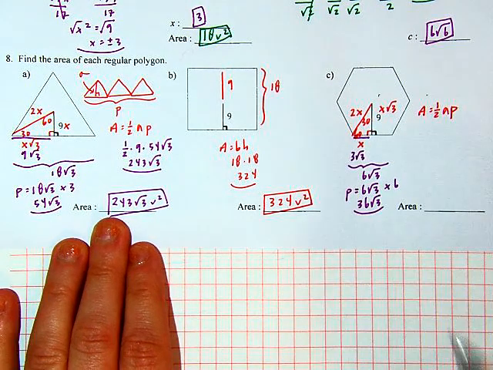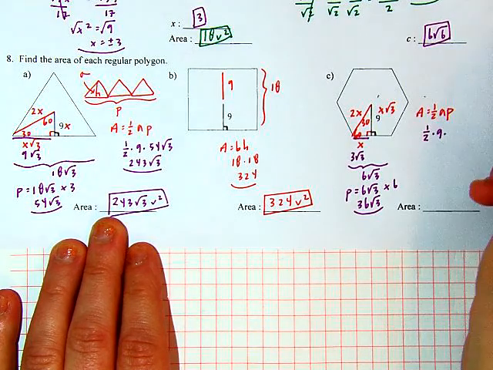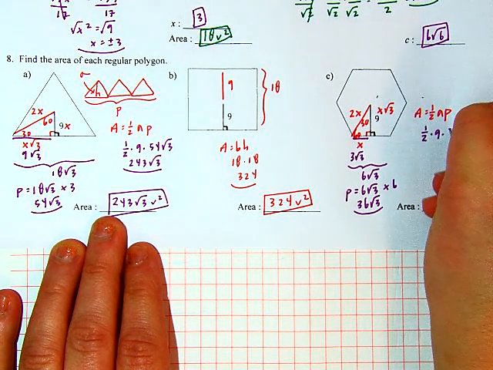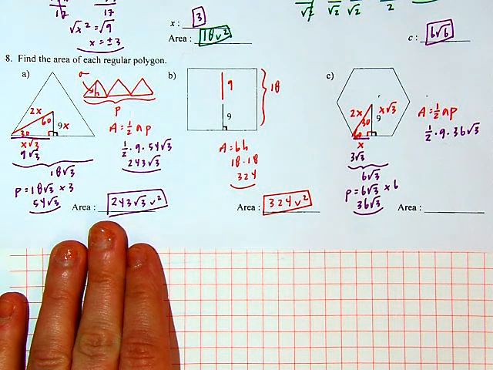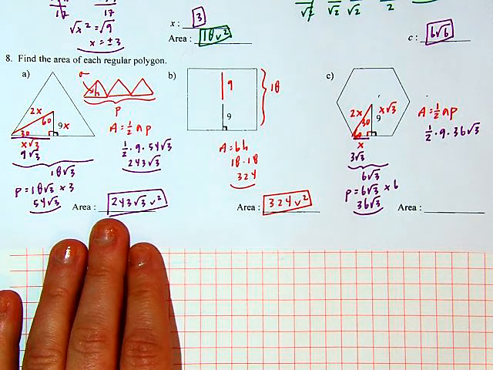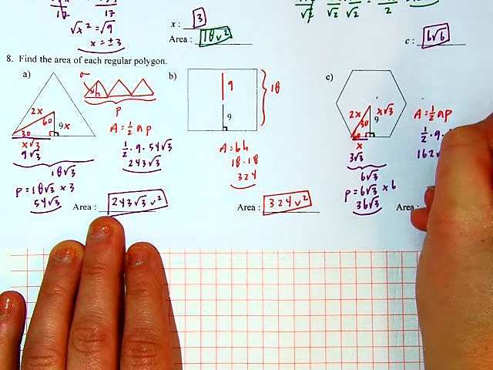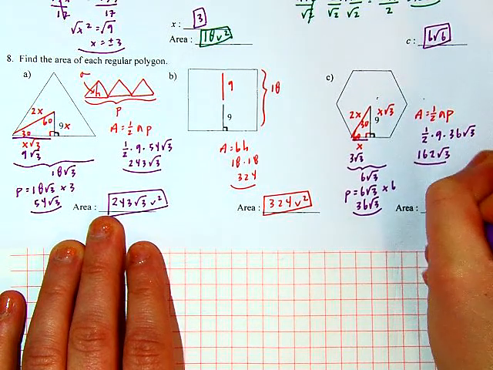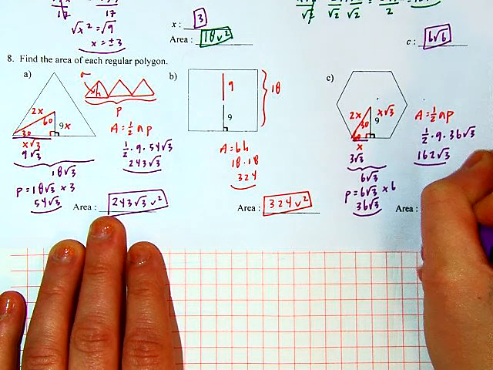So now plugging all of those items in, I'm taking 1/2 the apothem, which is 9, times the perimeter, which is 36 root 3. So if I multiply across, I'll probably take 1/2 of 36 first because it's even. That's 18. And 18 times 9 is 162 root 3. So 162 root 3 units are squared.